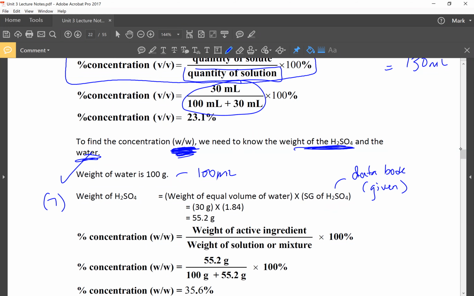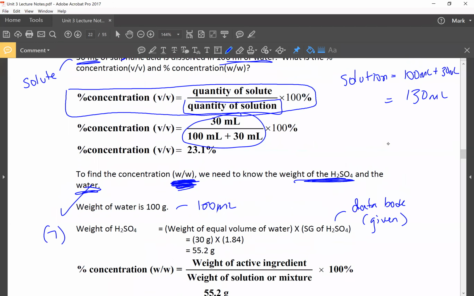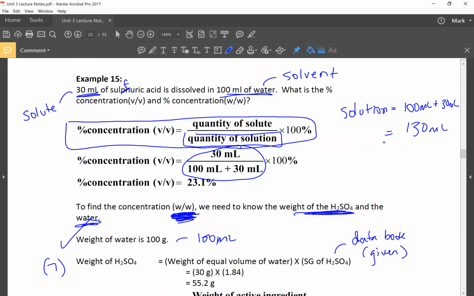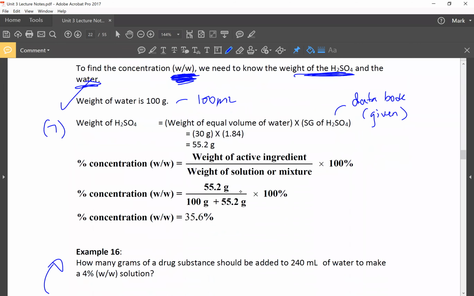Okay, so the weight of the H2SO4, the sulfuric acid, would be the equal volume of water. So we're looking at 30 grams. Where do the 30 grams come from? Up in this question, 30 milliliters of sulfuric acid would be 30 grams of water. And I multiply it by the specific gravity of my new chemical, H2SO4, and I would get 55.2.